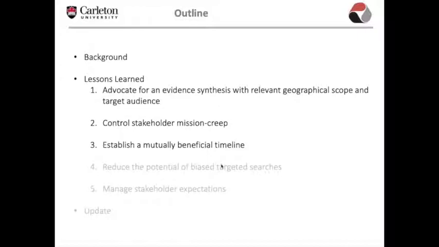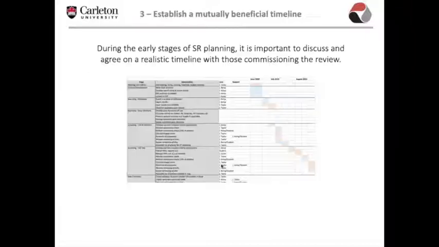The third lesson is to establish a timeline that works for all parties right from the beginning. It's very important to discuss and agree on a realistic timeline with those commissioning the review during the early stages. Stakeholders that are new to the rigorous evidence synthesis process may not be aware of the timing of certain stages. This has become especially important with our reviews, as our government stakeholders are typically working with fiscal deadlines, but the time to complete a review can often cross 1 or more fiscal years.